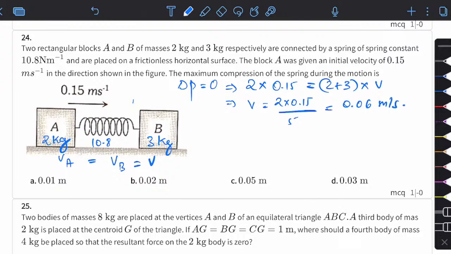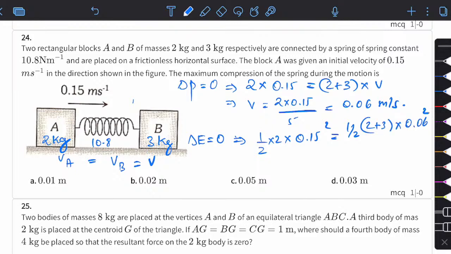Next, we can use energy conservation. So, energy conservation, delta is 0. The initial kinetic energy, which is half into 2 into 0.15 square, is finally converted into two kinds of energy. One is the kinetic energy of the total system, because the two blocks are still moving, right? And whatever remains goes as the potential energy of the spring, half kx square. K is 10.8 into x square. So if you solve this, you will get C as the answer.